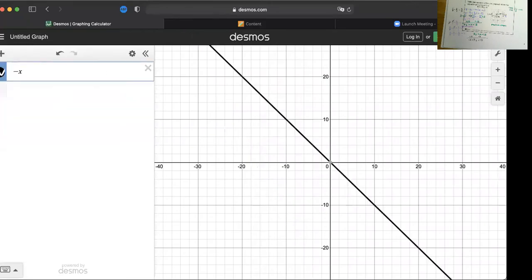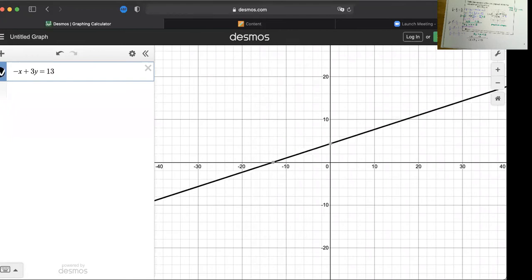Negative x plus 3y equals 13. That looks like our graph. We have the point -13, 0. Do we have the point -1, 4? Yay, -1, 4. And we cross the y-intercept at 4.33. Okay.